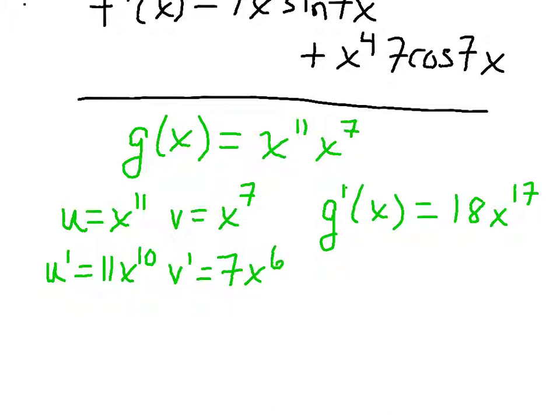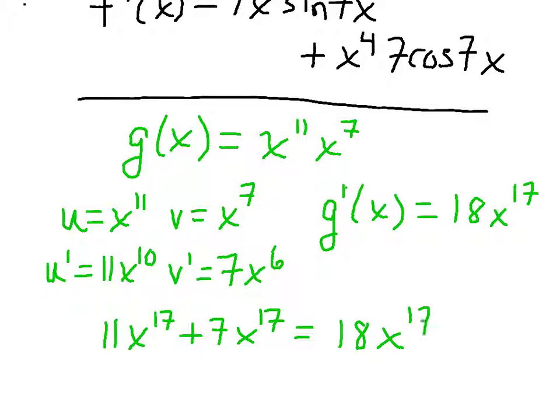And let's see what happens now when we play out the product rule. The first thing we're going to do is u prime times v, and that product is 11x to the 17th. And then we're going to add to it u, which is x to the 11th, times v prime, 7x to the 6th. And that product is 7x to the 17th. And when we add those results, we indeed get 18x to the 17th. And wow, that's exactly what we were anticipating. Terrific.